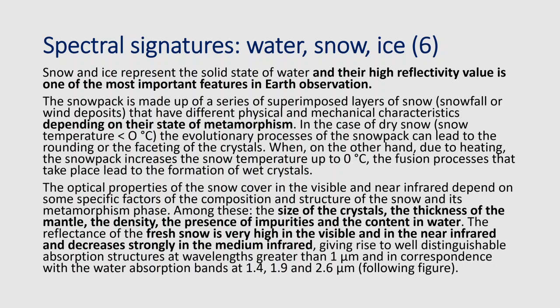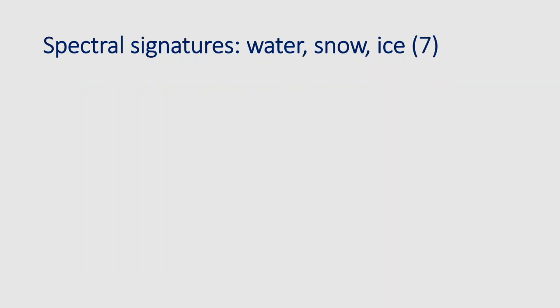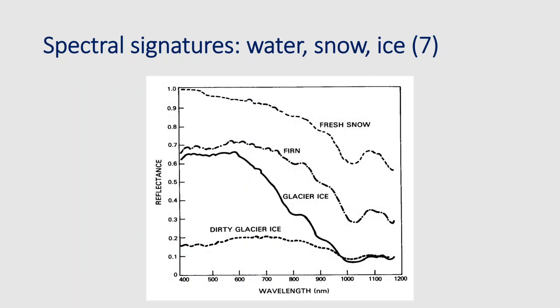The reflectance of fresh snow is very high in the visible and in the near infrared, and decreases strongly in the medium infrared, giving rise to well-distinguishable absorption structures at wavelengths greater than 1 micron, in correspondence with the water absorption bands at 1.4, 1.9, and 2.6 microns. And you can see here in these figures.